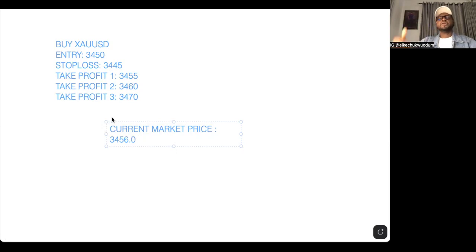Remember, for a buy, you want price to go above the entry price. You want the market to go above your entry price for a buy, for you to count profits. Okay?